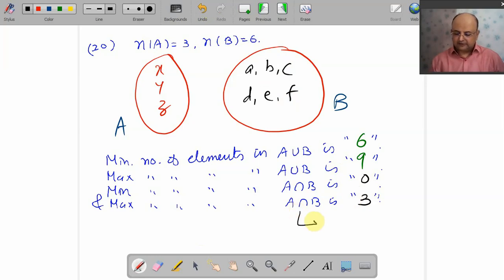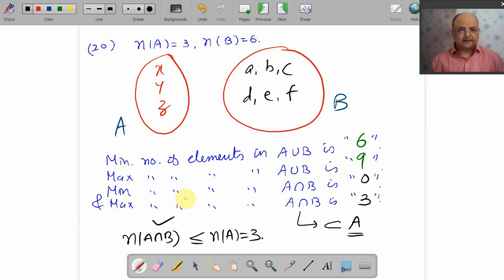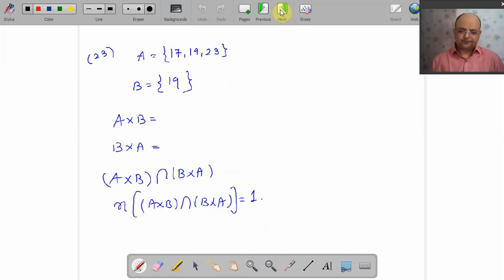because A intersection B is a subset of A. Your A has 3 elements, so n of A intersection B is less than or equal to n of A, that is 3. So the maximum number of elements in A intersection B is 3. It cannot exceed, right? Sure? Look at this page 2 to 3 times so you understand better.